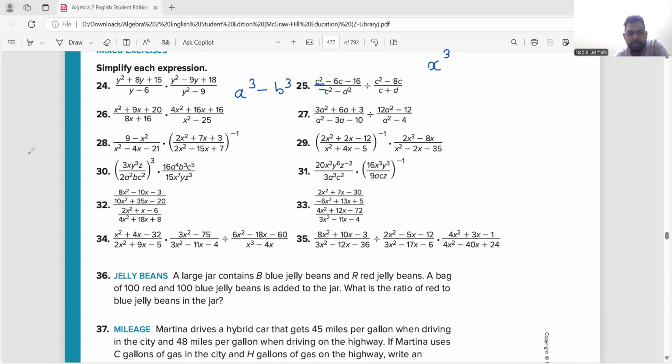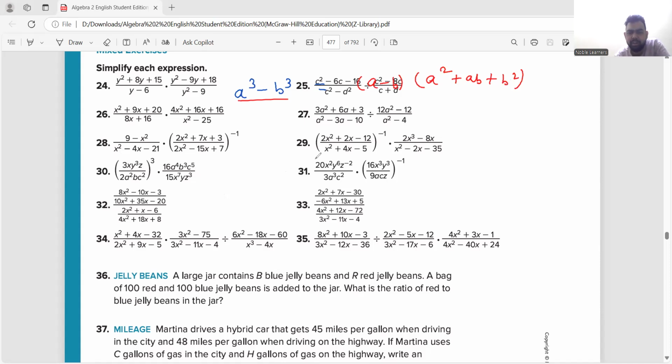I'm just asking about the a cube minus b cube formula. It's a minus b times a plus b... no, a minus b times a square, then plus ab, and then plus b square. You remember this one, right? So this is how we are factoring.